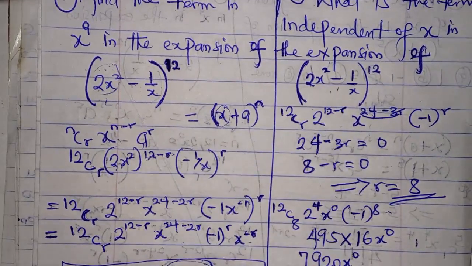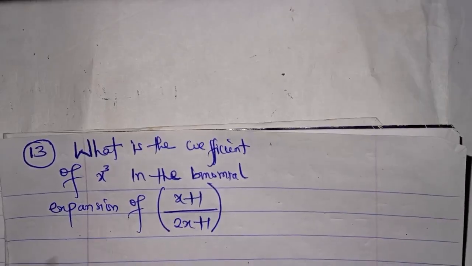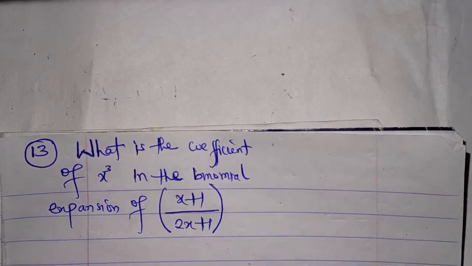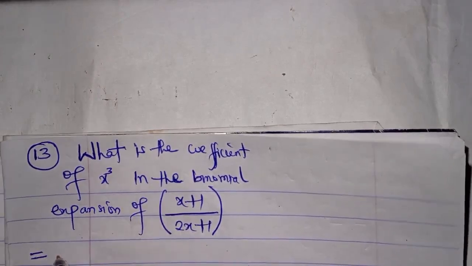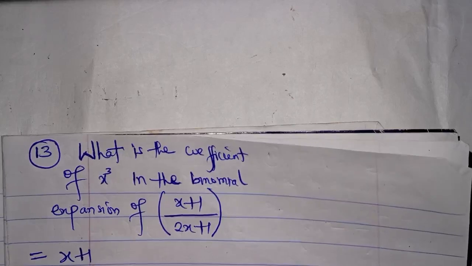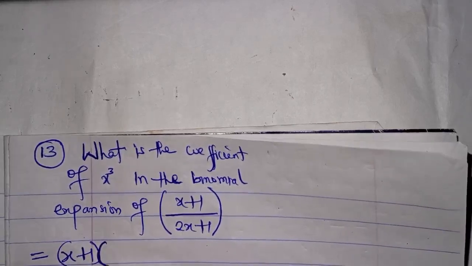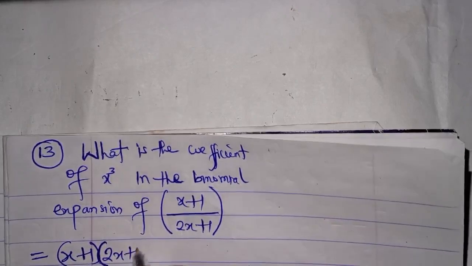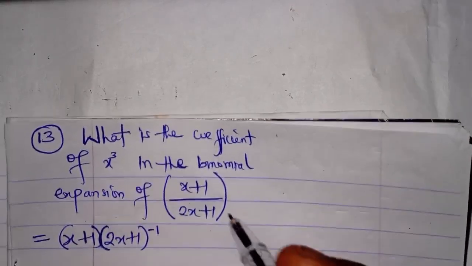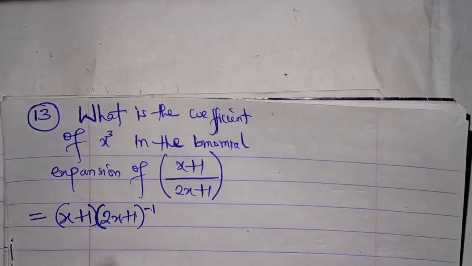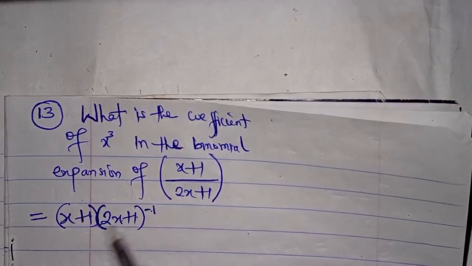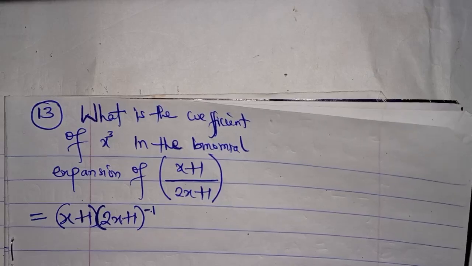You get the point now? This question says, what is the coefficient of x cubed in the binomial expansion of x plus 1 all divided by 2x plus 1? Now, this is the same thing as saying x plus 1 into the inverse of 2x plus 1. They are the same. So we now have to expand 2x plus 1 to the power of minus 1. x plus 1 is not to be expanded. Okay, it's already in the simplest form.